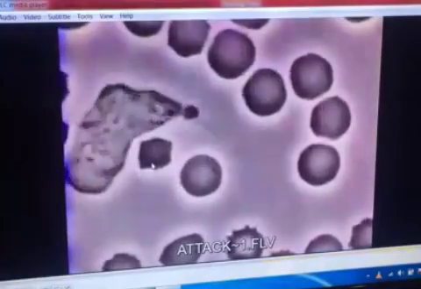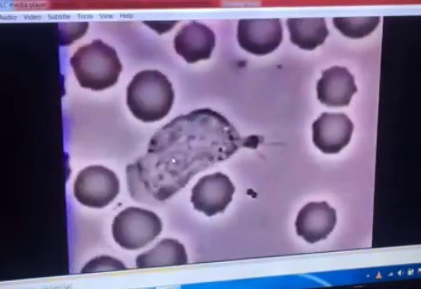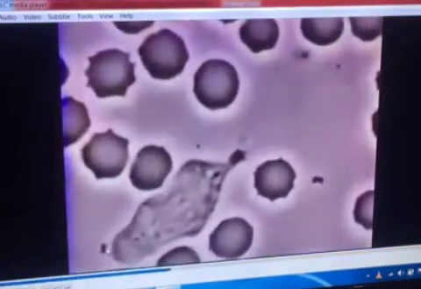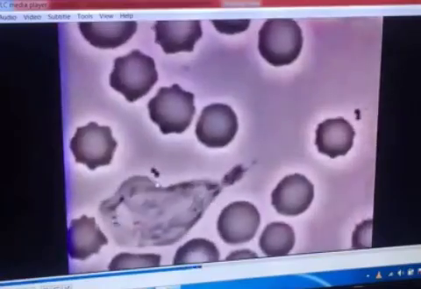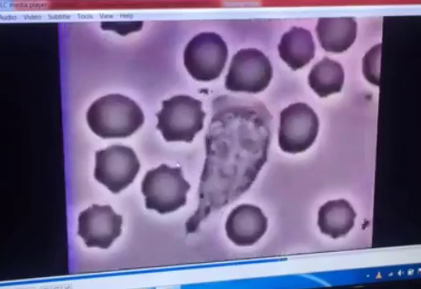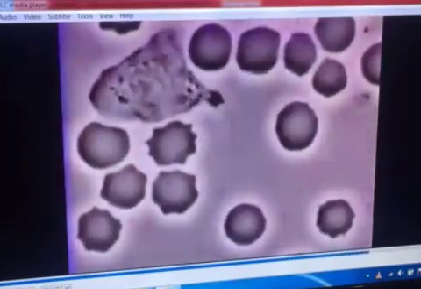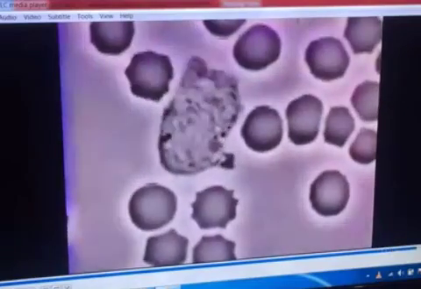You can see here the white blood cell and the bacteria. The white blood cell is running after the bacteria, engages it and engulfs it, and in this way digests it with its digestive enzymes, kills the bacteria, and then removes it from its cytoplasm.